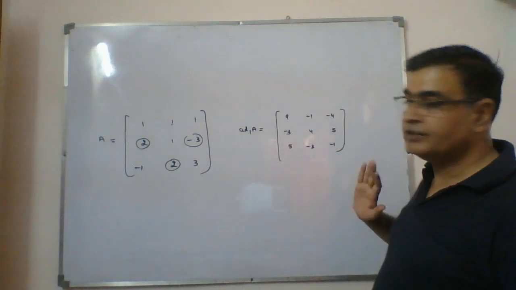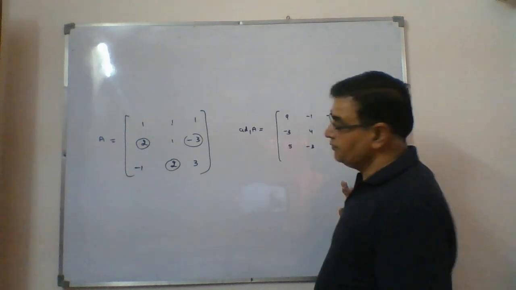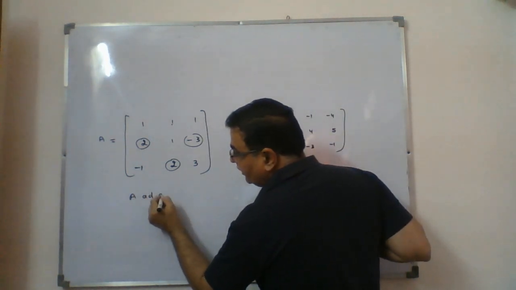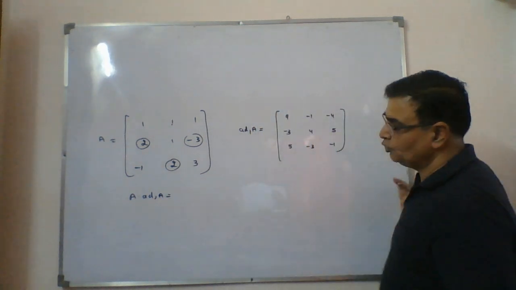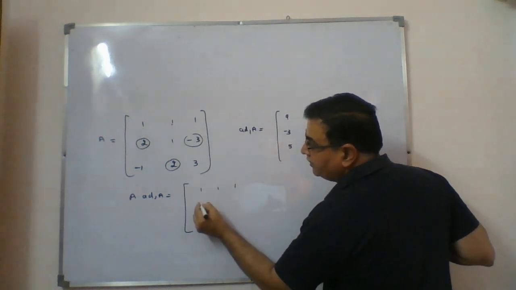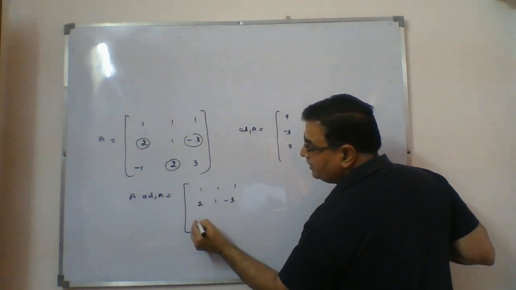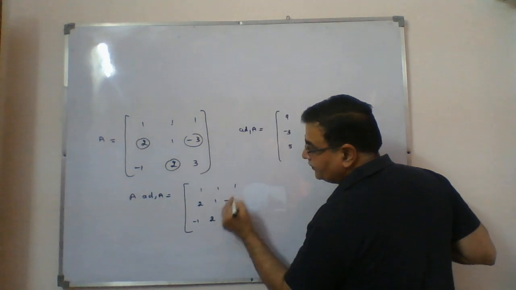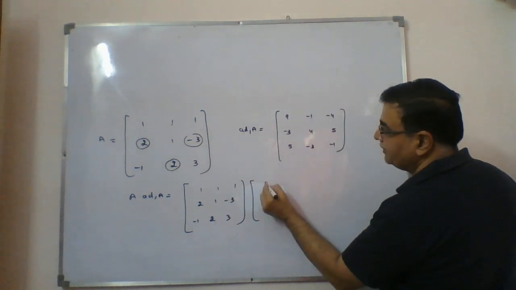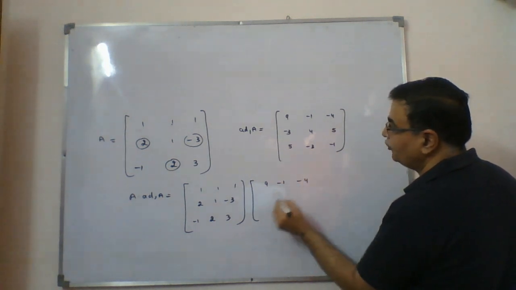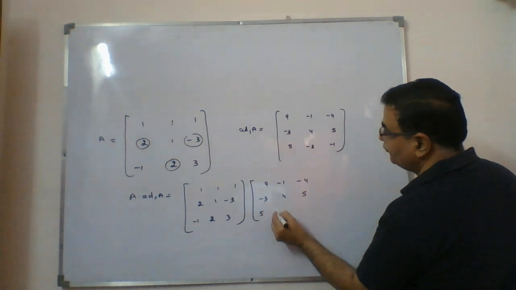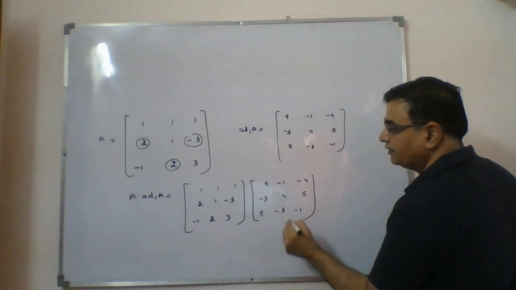So what I'm doing here, this is A and this is adjoint A. First, I calculate A into adjoint of A. You know how to calculate the multiplication of the two. A is 1, 1, 1, 2, 1, minus 3, minus 1, 2 and 3. It will multiply with its adjoint, which is 9, minus 1, minus 4, minus 3, 4 and 5, 5, minus 3 and minus 1.